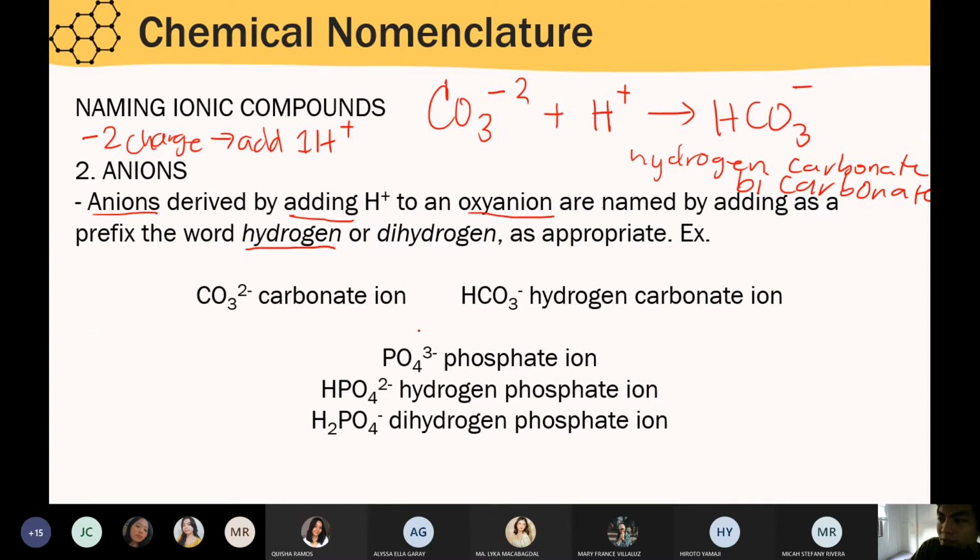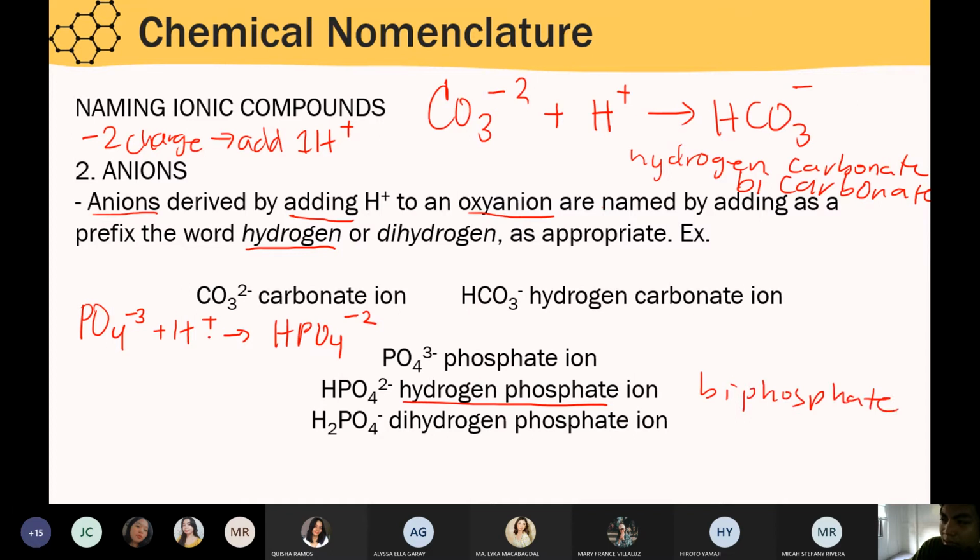So for phosphate, I can add one H plus to make it HPO4. Add the charges. This is -3. This is +1. -3 plus 1, -2. So it is still an oxyanion. So what will be the name of this one? It can be named hydrogen phosphate or biphosphate, since I just added one hydrogen.